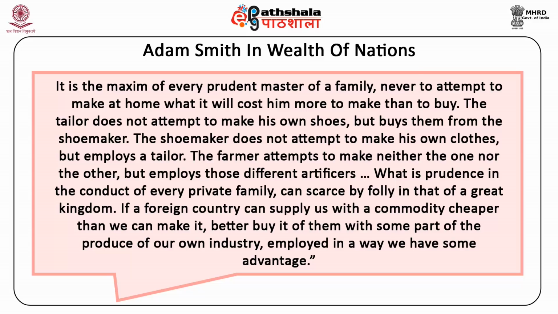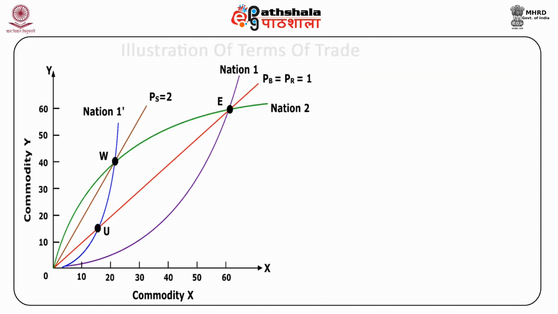If a foreign country can supply us with a commodity cheaper than what we can make it, it better buy it of them with some part of the produce of our own industry employed in a way that we have some advantage. The diagram depicts the determination of terms of trade under general equilibrium with the help of offer curves.